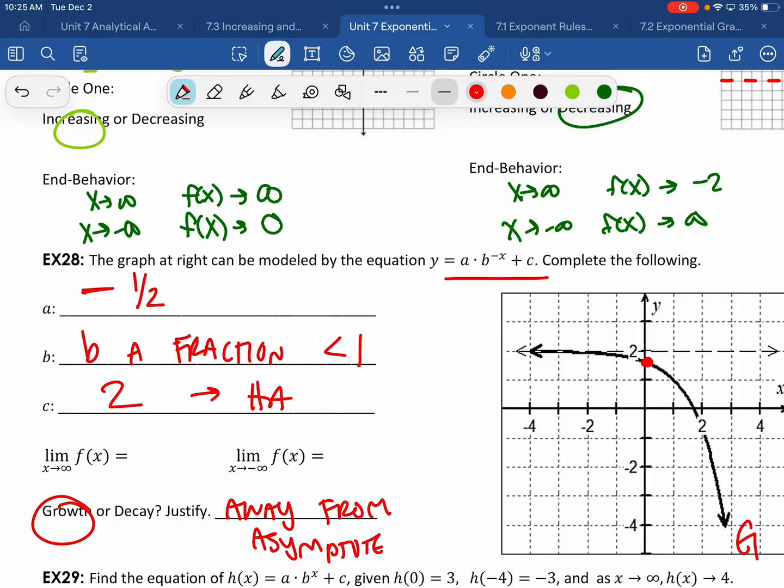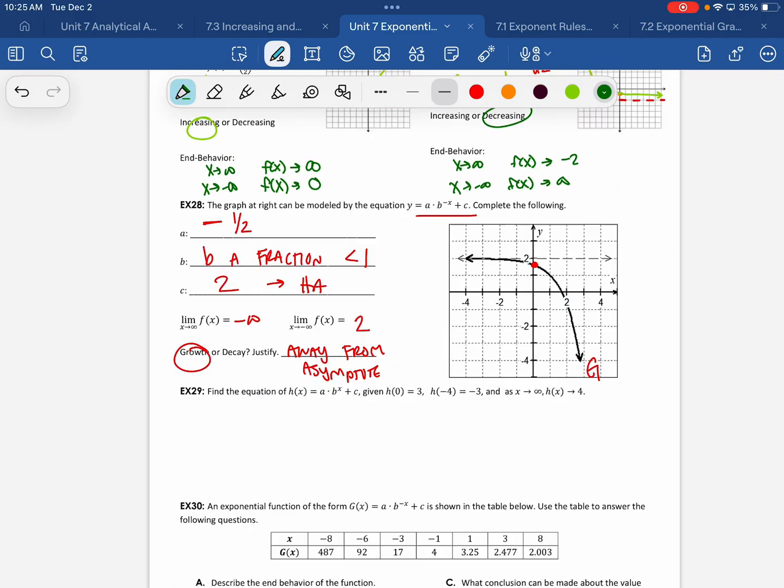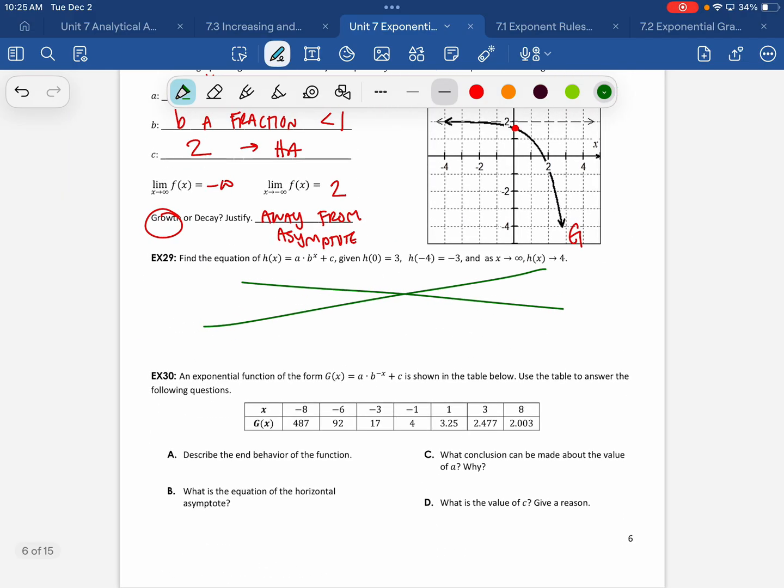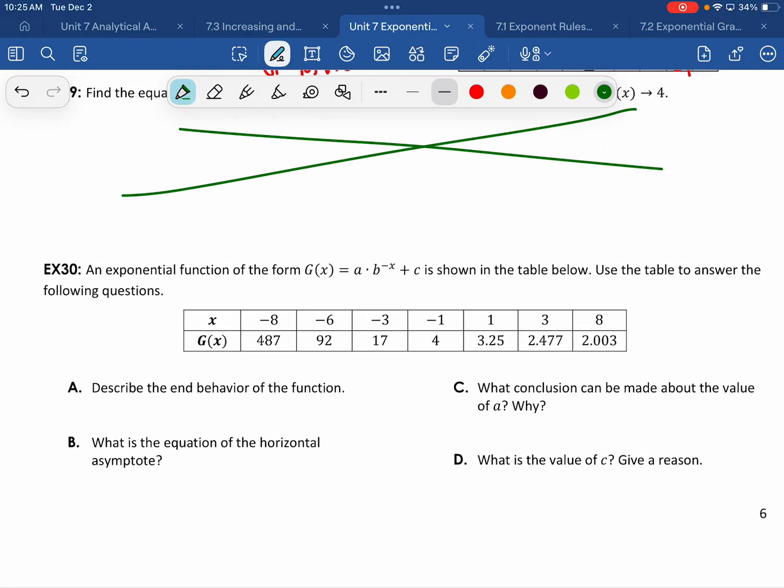For the end behavior, the limit as x approaches infinity of f of x is going to be what? Negative infinity. And as x approaches negative infinity, it is going to be 2. Perfect. We are going to skip question 29, and I'm going to take that off your homework too. It's not on your final. But I do want to look at the table. This is my last one, and then I'm done.